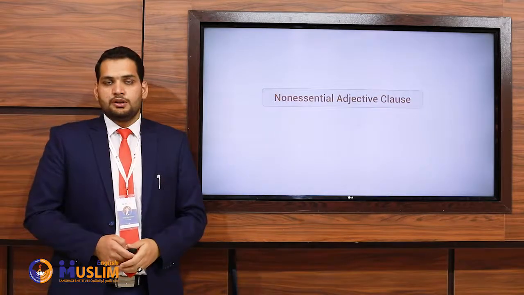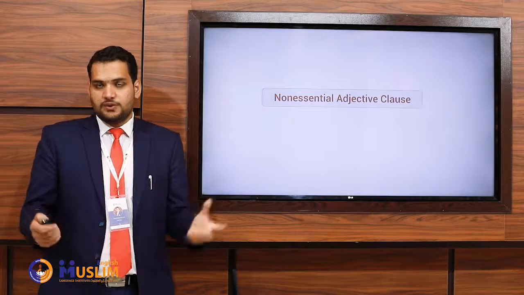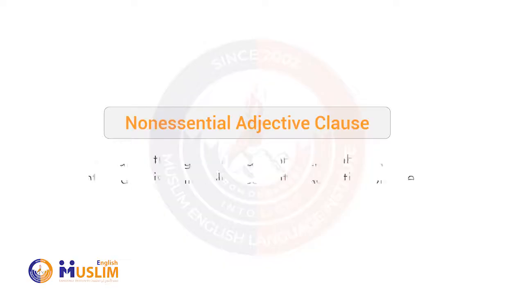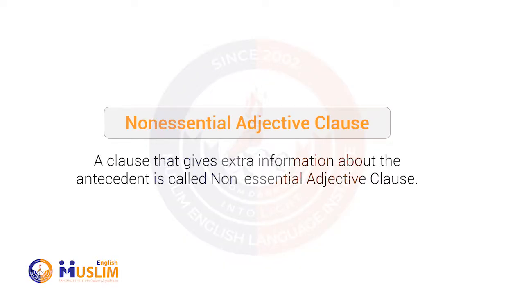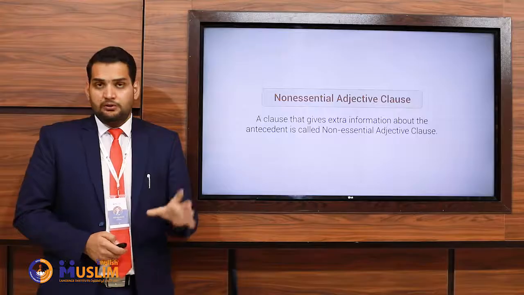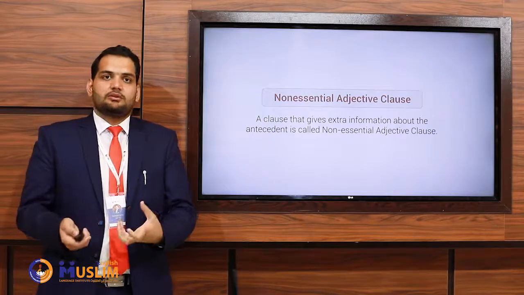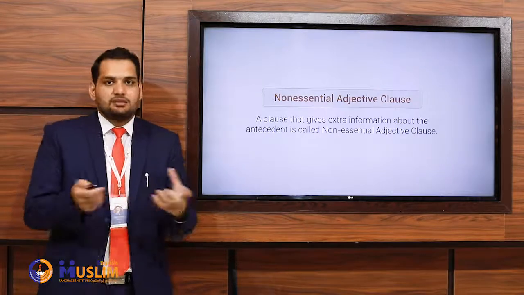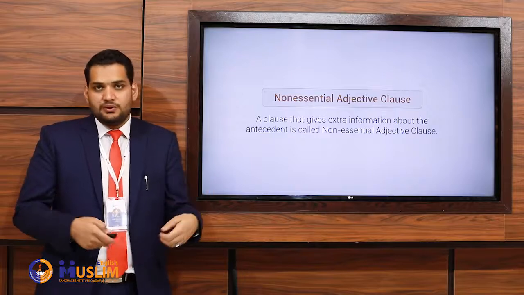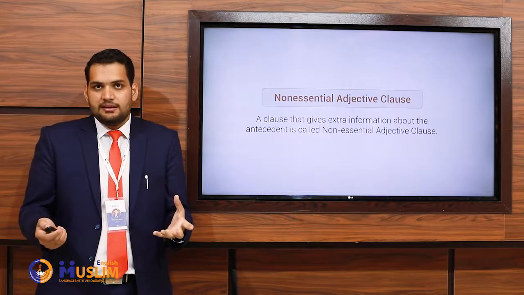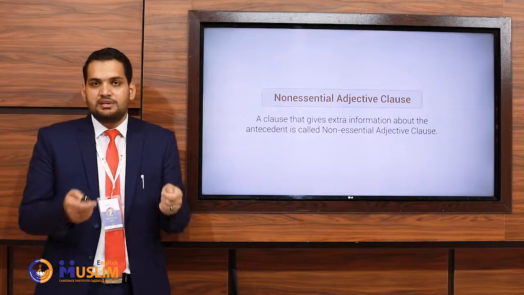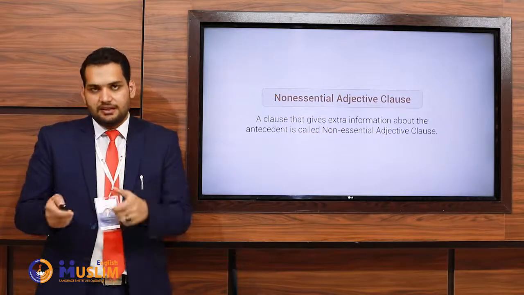Number two, non-essential or non-restrictive adjective clause. A clause that gives extra information about the antecedent is called non-essential or non-restrictive adjective clause. So remember, the information that a non-restrictive adjective clause gives about the antecedent is not important. It means that if you remove it from the sentence, clarity is not lost. The meaning of the sentence will still be clear.